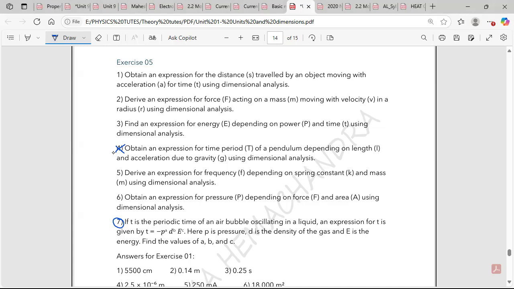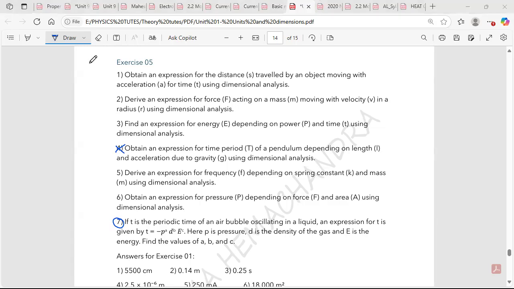Here the equation is already given. T is the periodic time of an air bubble oscillating in a liquid. Expression for T is given by T equals minus P to the power A, D to the power B, and E to the power C. P is the pressure, D is the density of the gas, and E is the energy. We have to find the values for A, B, C. Here, the minus is coming from a constant, okay? Don't put P down and say it's now plus. That power minus and the minus in the equation doesn't work like that. Try this, I'll give you 5 minutes.